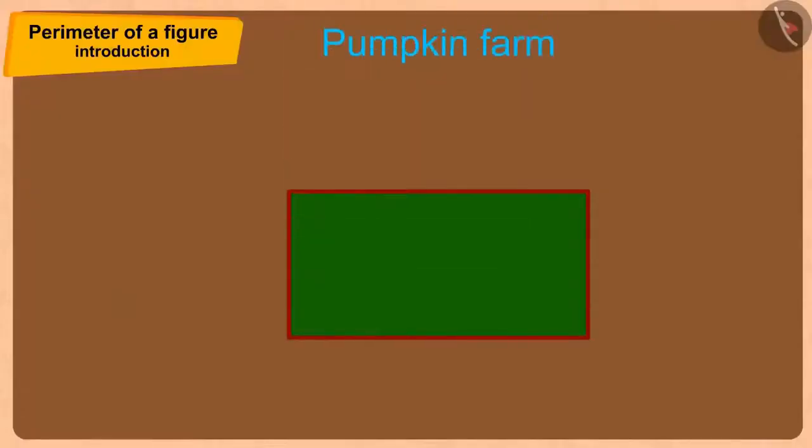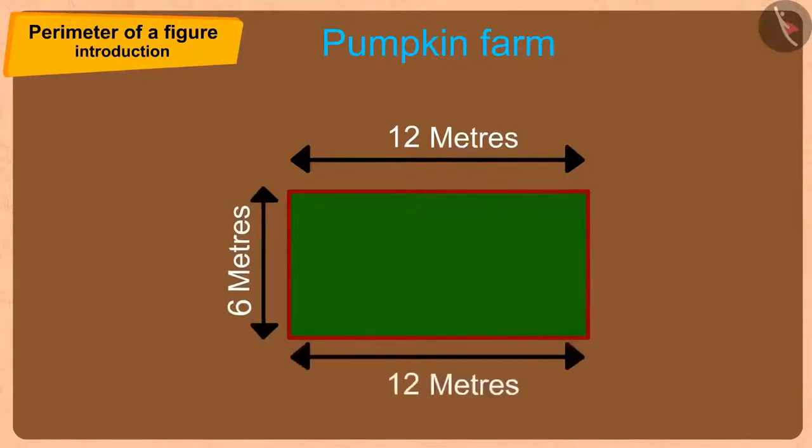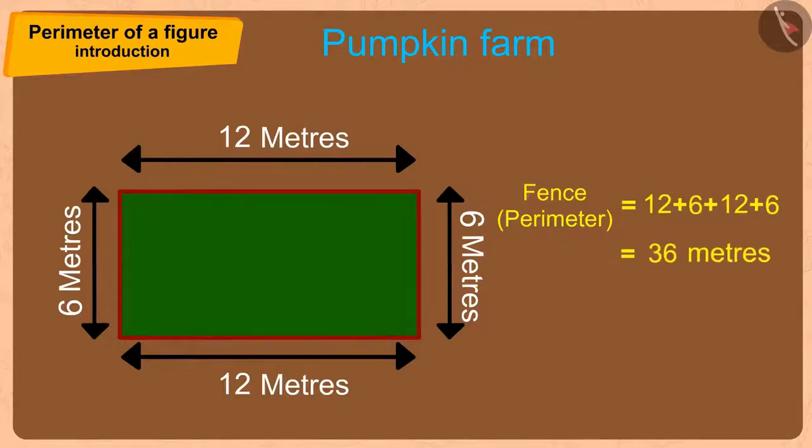The rectangle-shaped fence is 12 meters in length and the width is 6 meters. Every rectangle has two long edges and two wide edges. In this way, the perimeter of this rectangular fence will be arrived at by adding 12 and 6 with 12 and 6 again. That is 36 meters.